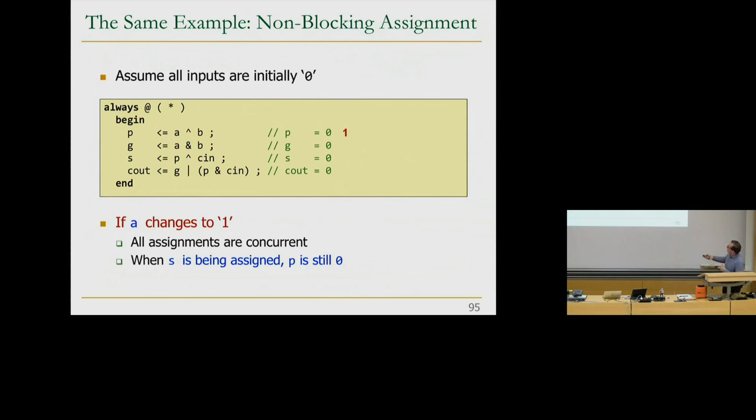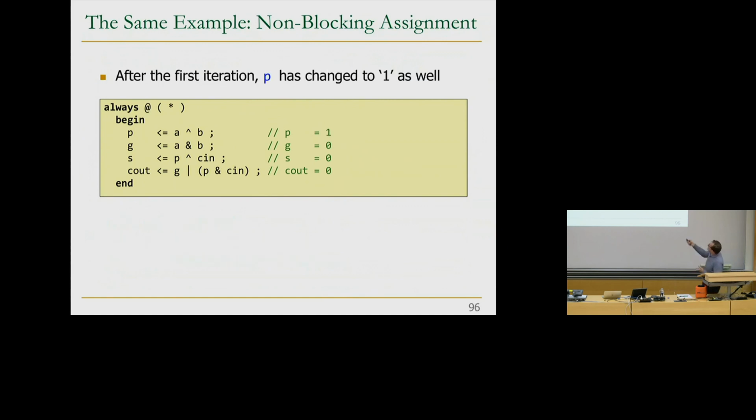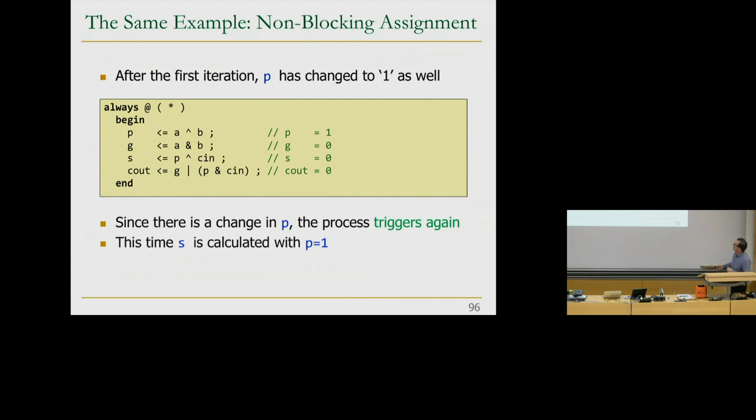So basically, you can do the calculations over here, but all of these happen concurrently with the old values. So that's why this gets a 0. This doesn't get the new value of P. After the first iteration, P has changed to 1 as well. As a result, this always statement gets executed again, and now you actually update the new values again. Since the process triggers again, this time S is calculated with P as 1, and then you can do this again concurrently in the next case.